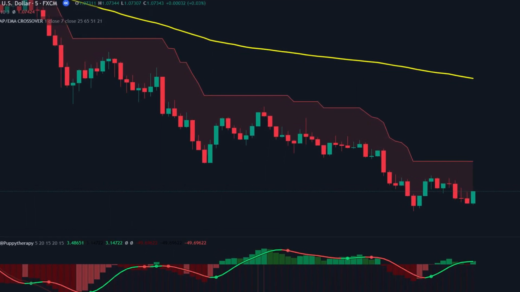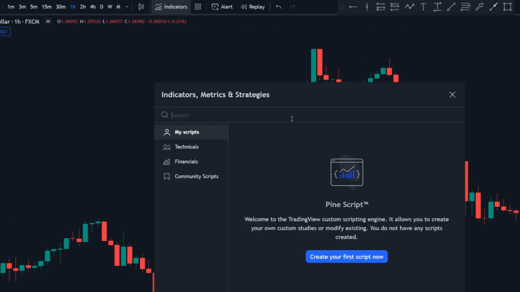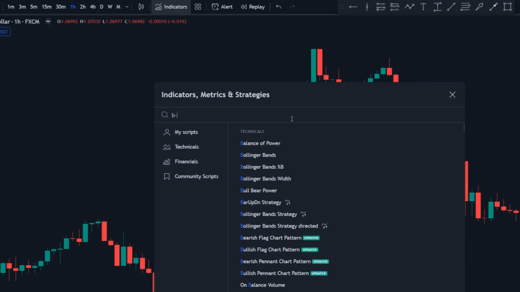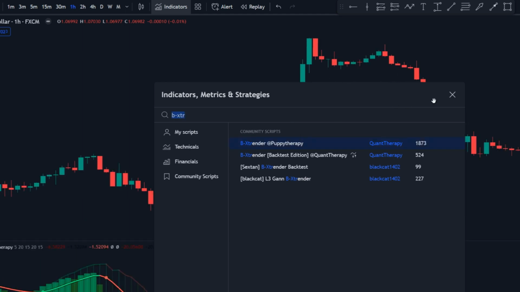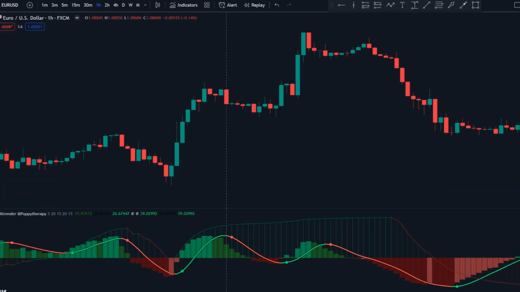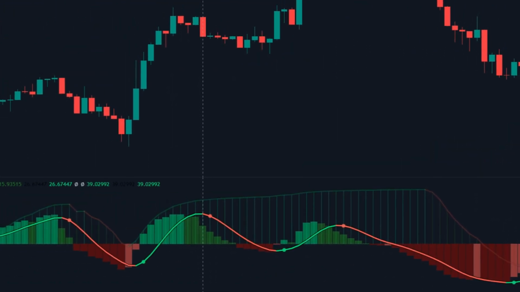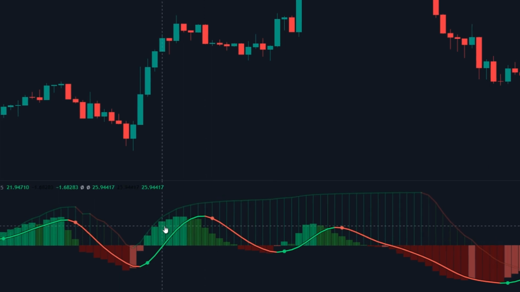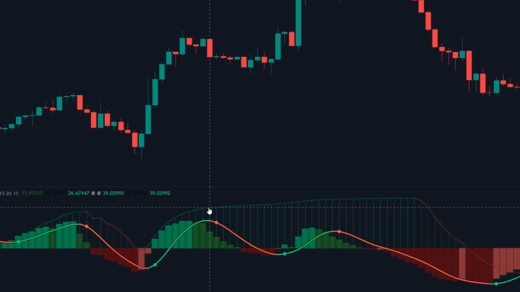its trading signals. Let's add this indicator to our chart, so go to TradingView's indicator tab and search BX Trender and add this one to your chart. This indicator consists of three important things. The first one is the histogram, which actually shows the price momentum. And then there is this extra line, which actually means the trend direction.